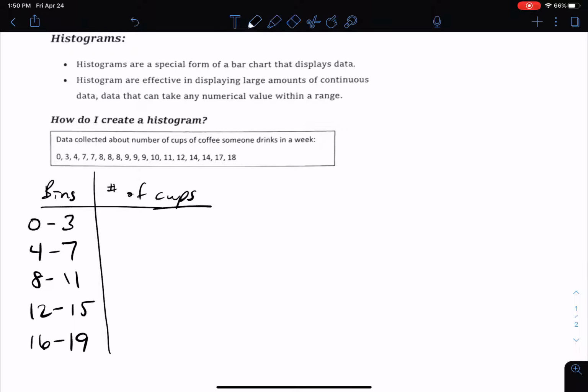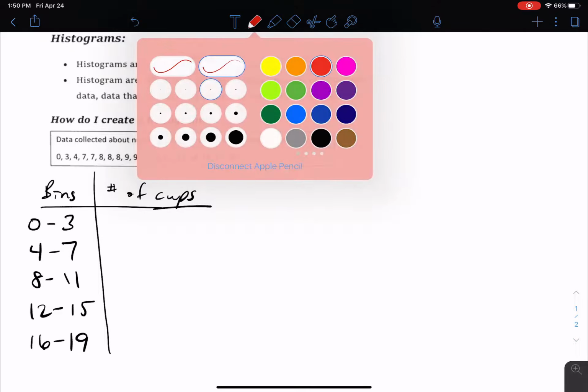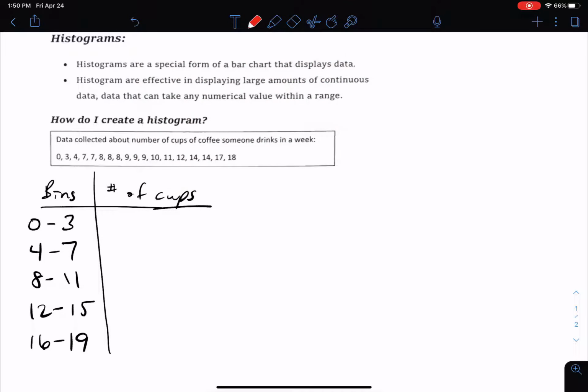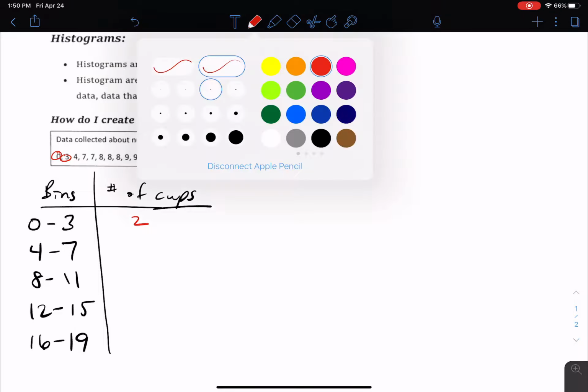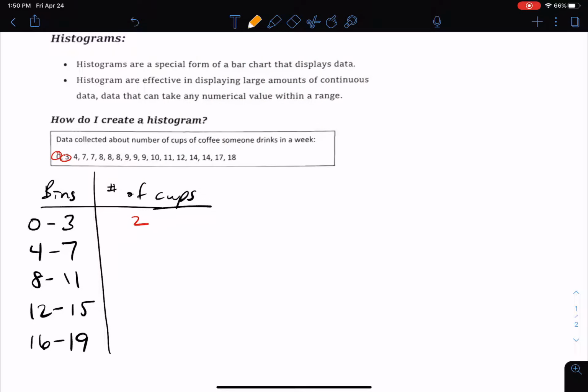Okay? So first of all, our first bin is 0 to 3. Well, there's only 2 numbers that fit in there, so we're going to put a 2 there. The next one is 4 to 7. So how many numbers fit in there? Well, 1, 2, and 3.